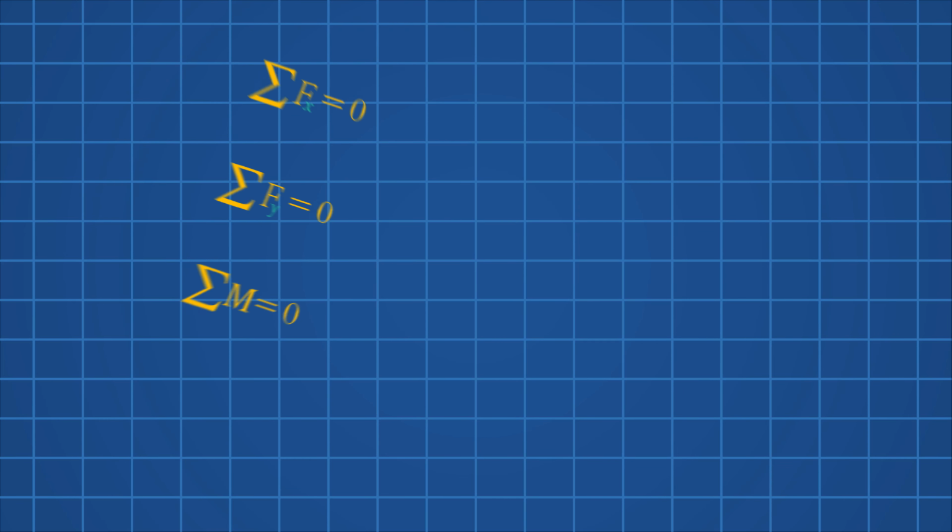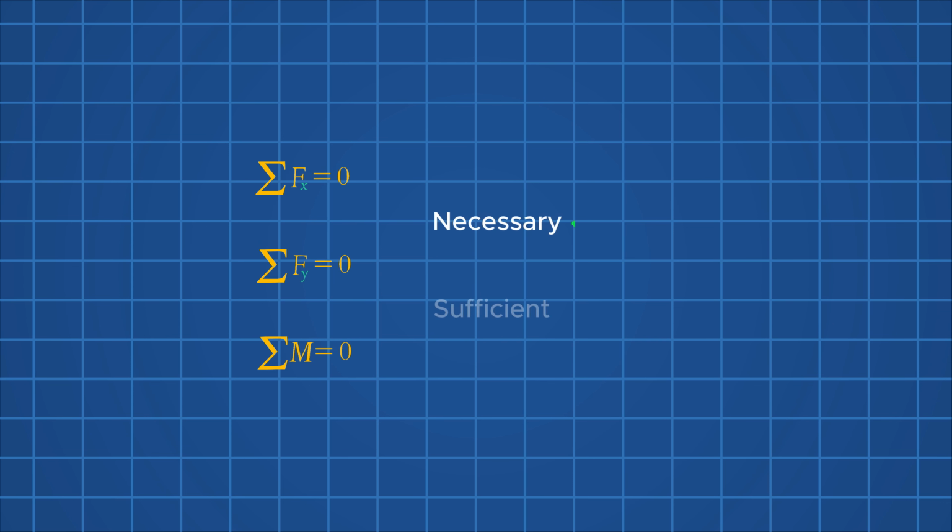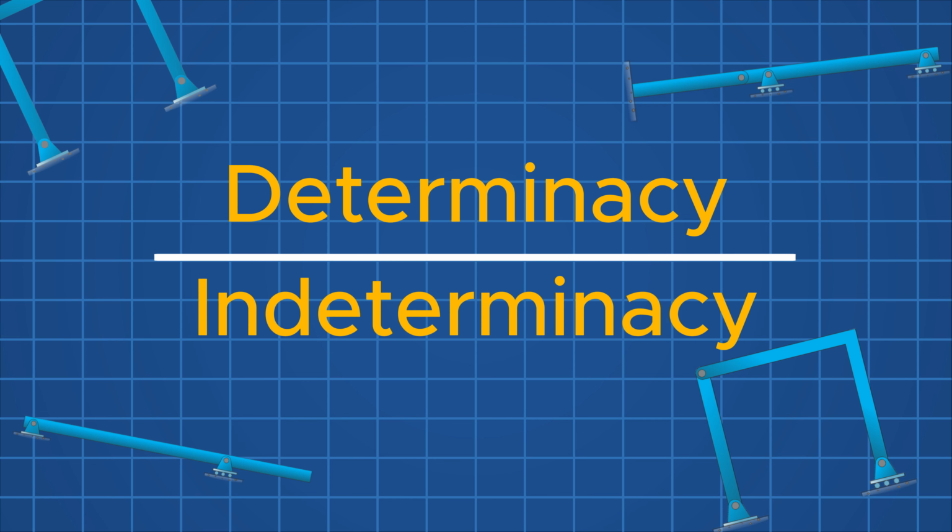The equilibrium equations provide both necessary and sufficient conditions for equilibrium. Not all structures can be solved strictly from the equations of equilibrium. In this video, we will discuss determinacy and indeterminacy of structures.